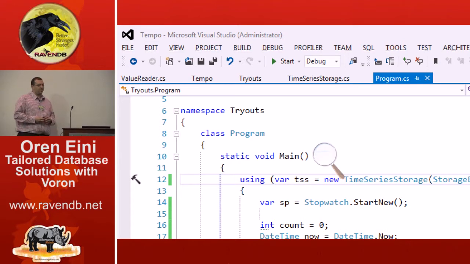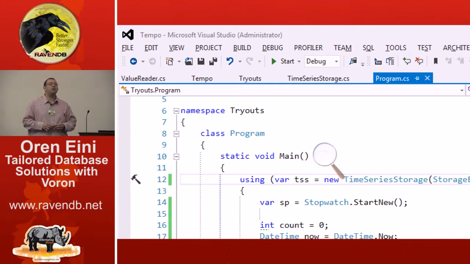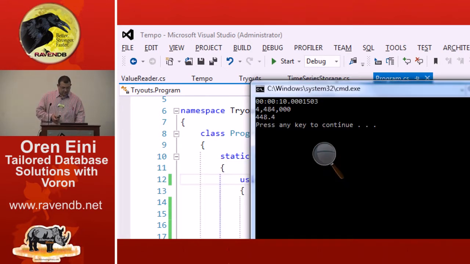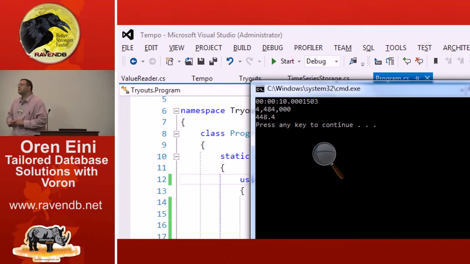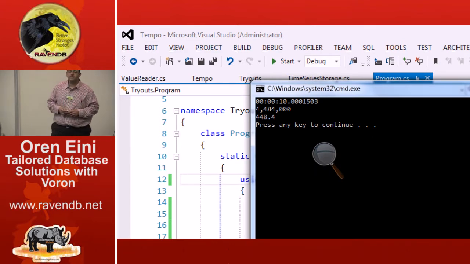Let's do the easy numbers. 570 per millisecond in memory. How much do we expect to do with disk? 5%. And in numbers, how much is that? 25 per millisecond. Do you see the numbers?